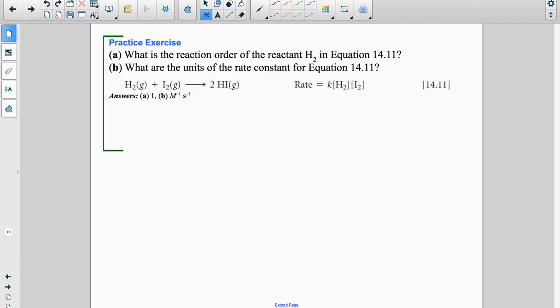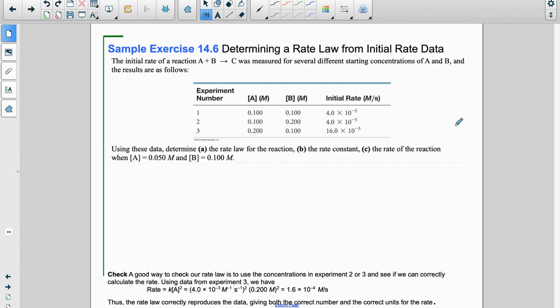Our next practice exercise, you can do that, and the answers are here if you want to check. Now we're going to find a rate law from data here. So this is in your textbook. This is a sample exercise, and it goes through it in the textbook for you as well.